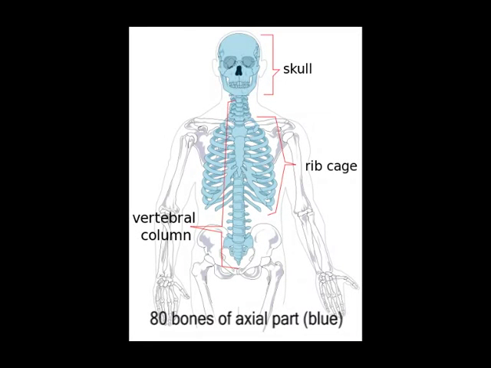So 22 bones of skull, 33 bones of vertebral column, 24 ribs and 1 sternum altogether constitute 80 bones of the axial part of our endoskeleton.